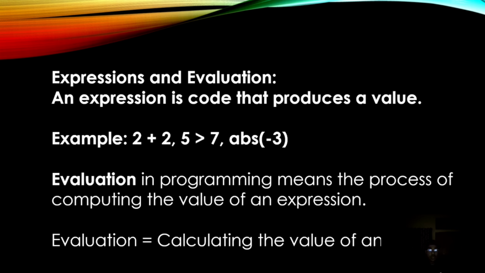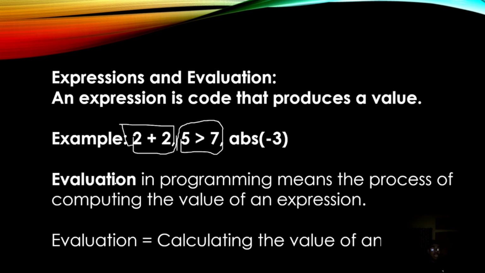See, an expression is a code that produces a value. Okay. So we have 2 plus 2. What does it mean? It's an arithmetic expression. Like we have an arithmetic expression 2 plus 2. Like we have a boolean, 5 is greater than 7, which is false. Like it can't be true, which can't be true, is always false.